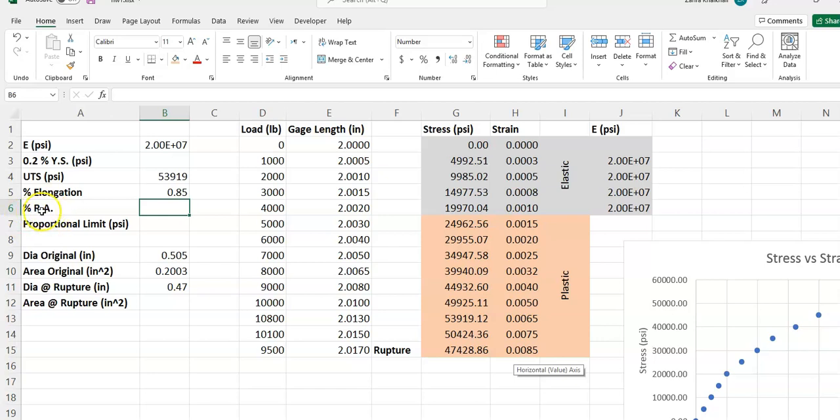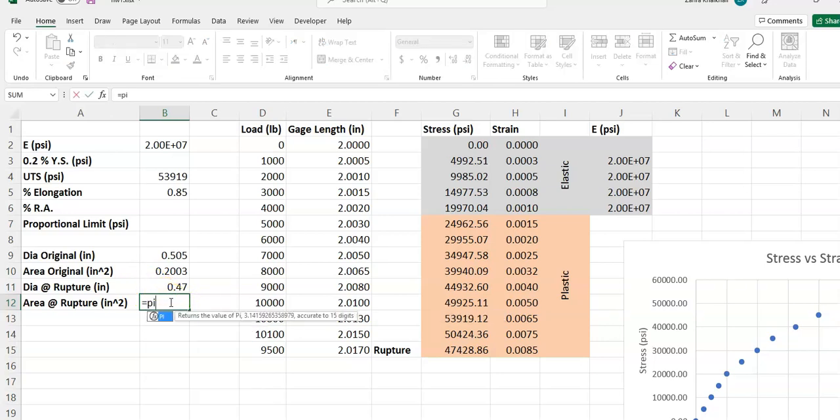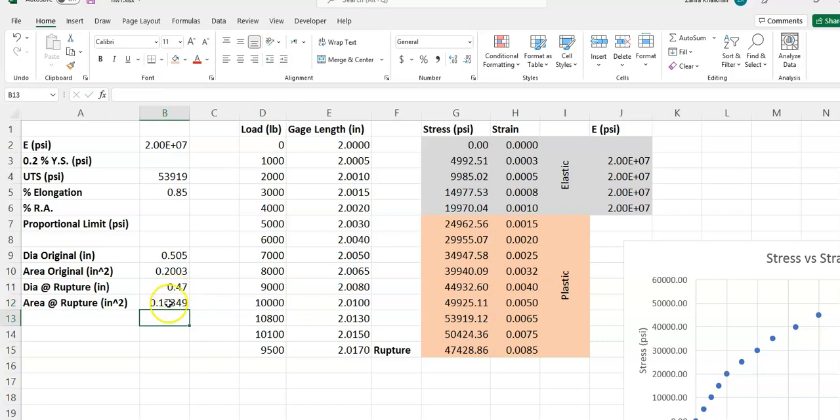Percentage of reduction in area. So let's calculate the cross-sectional area when the rupture happens. So I added this here, area at rupture. For this one, we need to use the diameter when the rupture happens. So put the equal sign, pi times diameter to the power of 2 divided by 4. So 0.17349 inches squared is the area when the rupture happens.